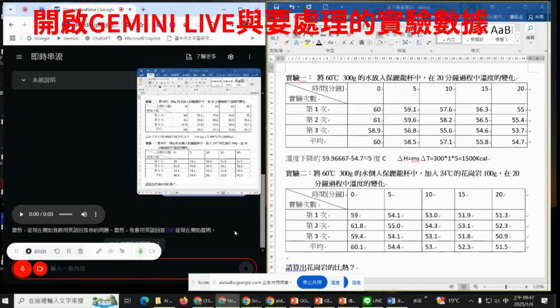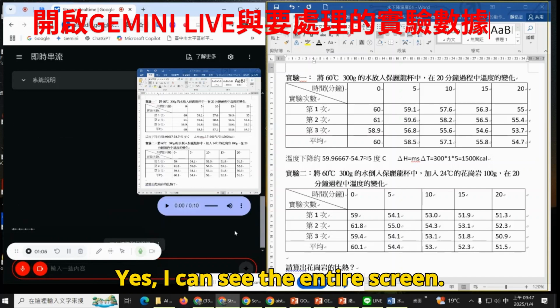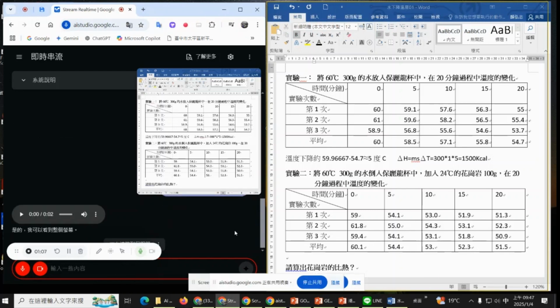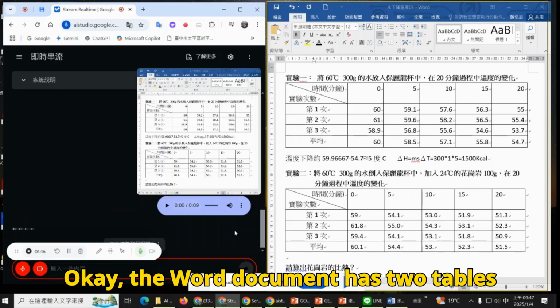你可以看到我整个荧幕画面吗？Yes, I can see the entire screen. 那我有开启一个 Word 画面，你可以描述一下在 Word 画面中你看到什么吗？Okay, the Word document has two tables with data.